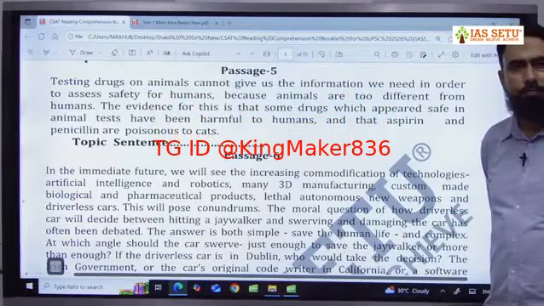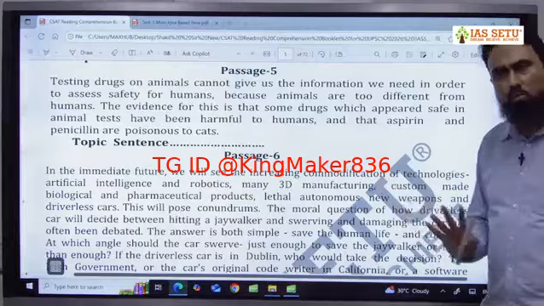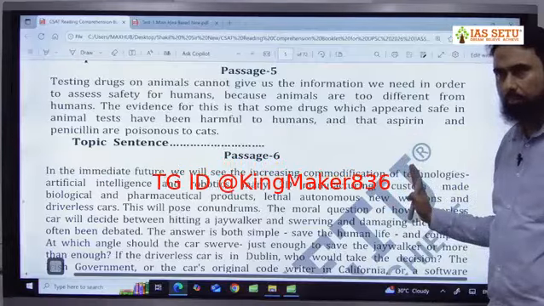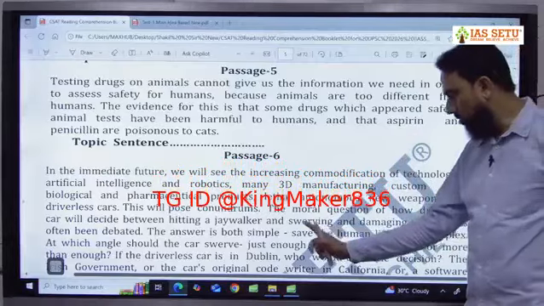Done? In case the last passage is giving you a tough time, just leave it. We'll discuss this. And somebody asked me this word, this meaning of swerve.